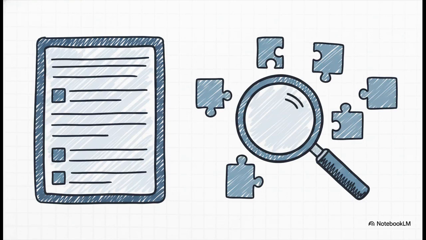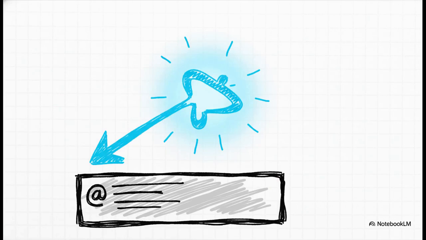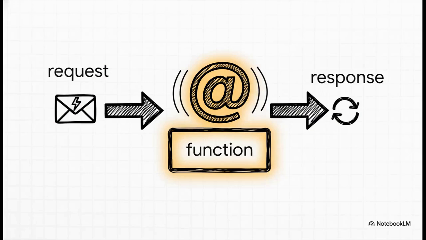So let's take a quick look at the code we wrote and see how it works. It's basically 4 steps. Import FastAPI, create an app, define a path, and return stuff. The real key here is this line. It's called a path operation decorator. Think of it like this. It tells FastAPI the function below handles GET requests. And that function right there, that's what actually runs and returns your content.